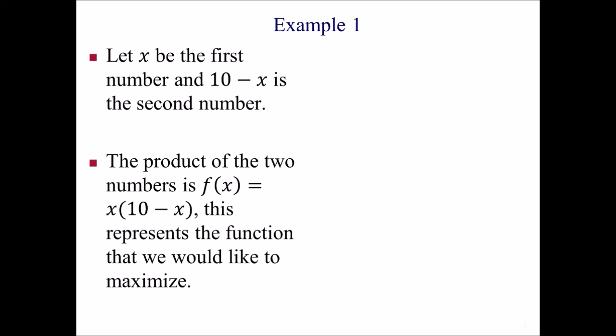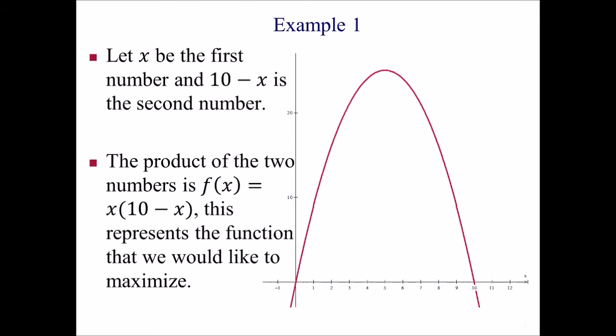Using these 2 variables, x as my first number and 10 minus x as my second number, I create a new function called f of x as the product of these 2 numbers, x times 10 minus x. This represents the function that we would like to maximize. Here is a graphical representation of this curve. As you can see, it has a peak somewhere between 4 and 6, and we're going to use calculus to find that peak.